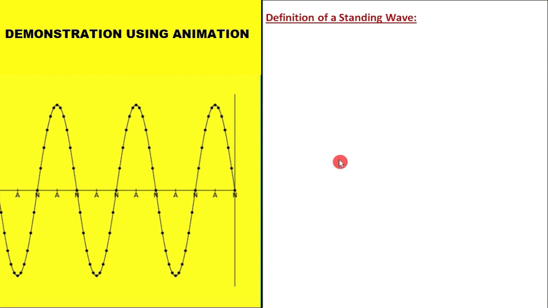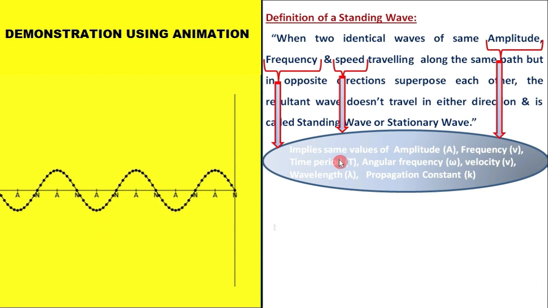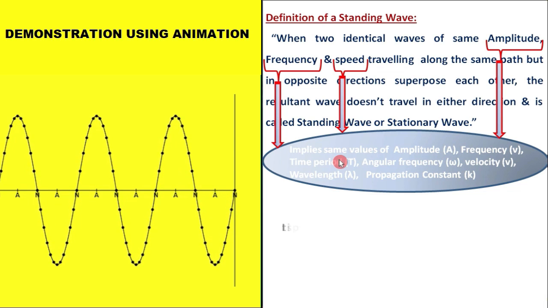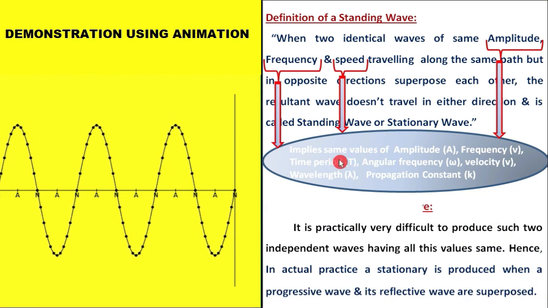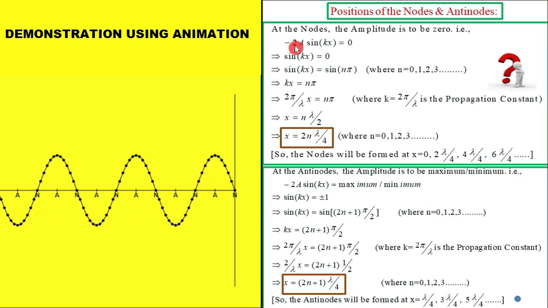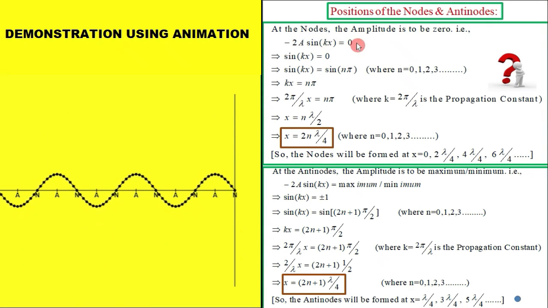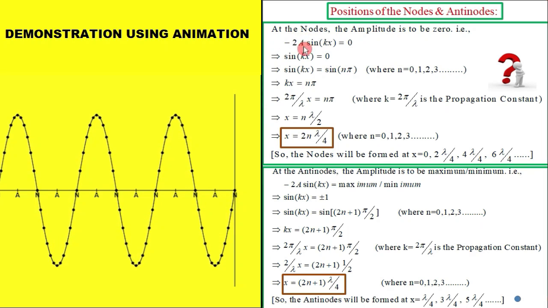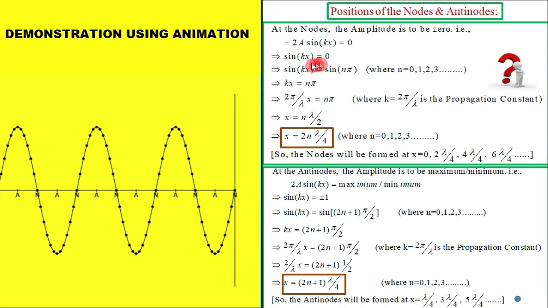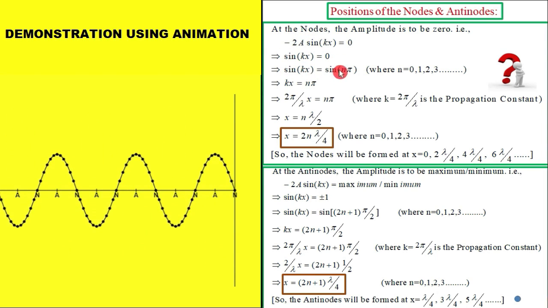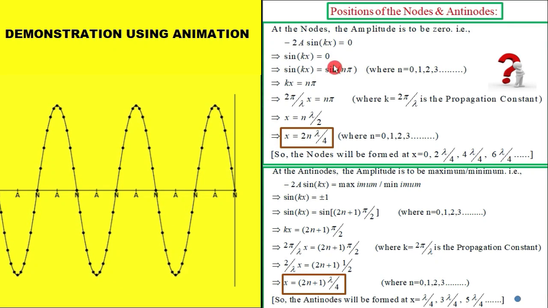Now we will use these two to find the position of the nodes and the antinodes. For nodes, we already know that the amplitude will be 0, so minus 2a sin kx will be 0. Minus 2a cannot be 0, so sin kx is 0. Now sin kx equals sin n pi, because sin n pi is 0.